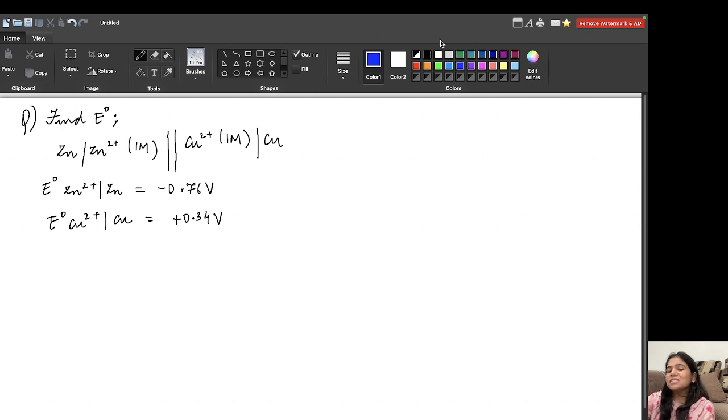How will we start? We'll first check which one is anode, which one is cathode. So can you see here oxidation is happening. Wherever your oxidation is happening, that thing is your anode.